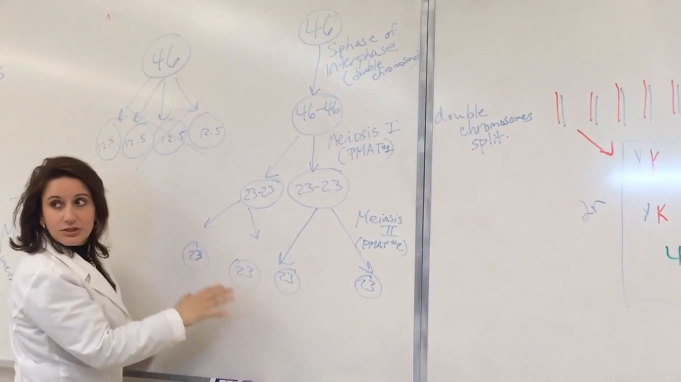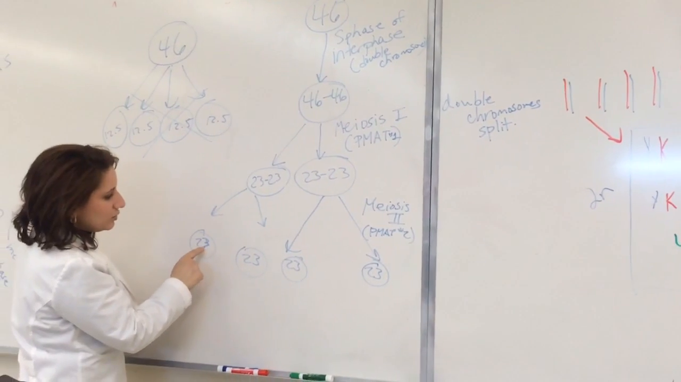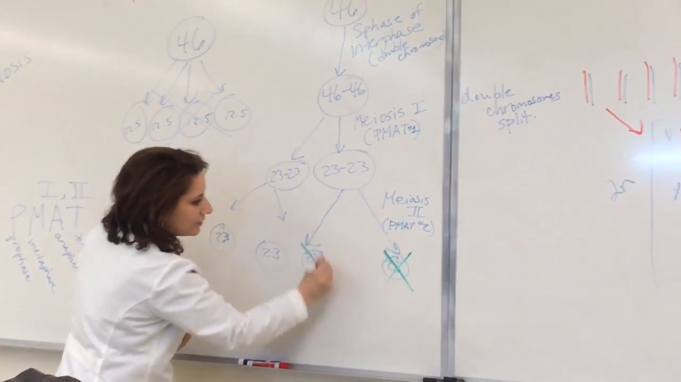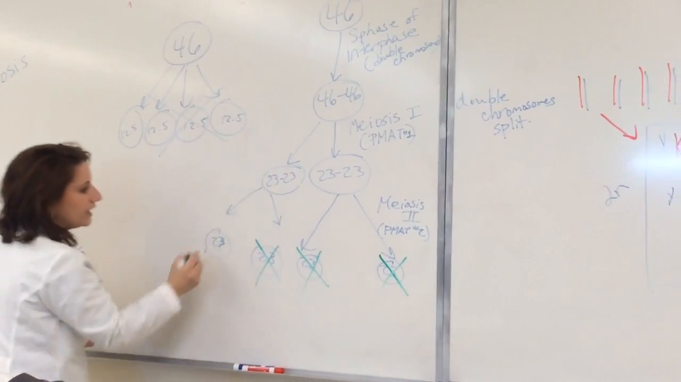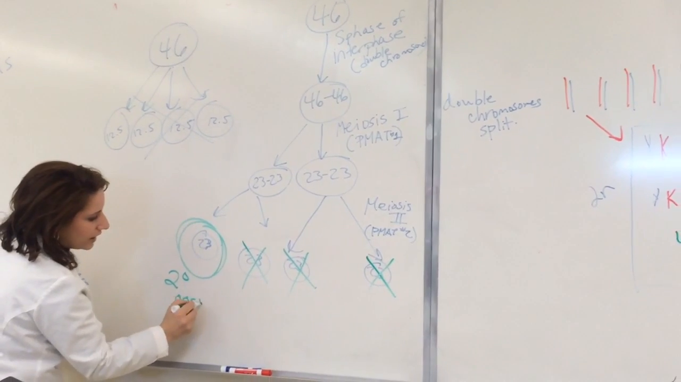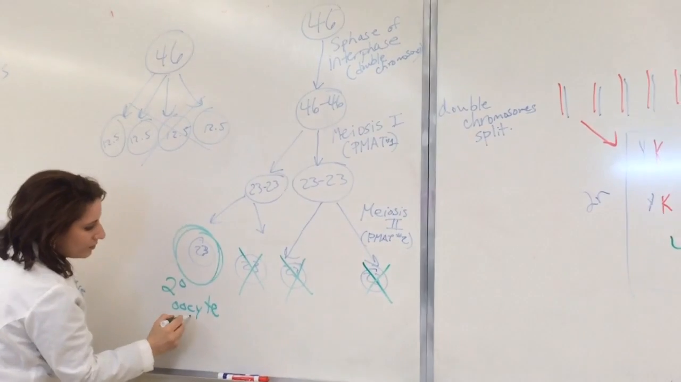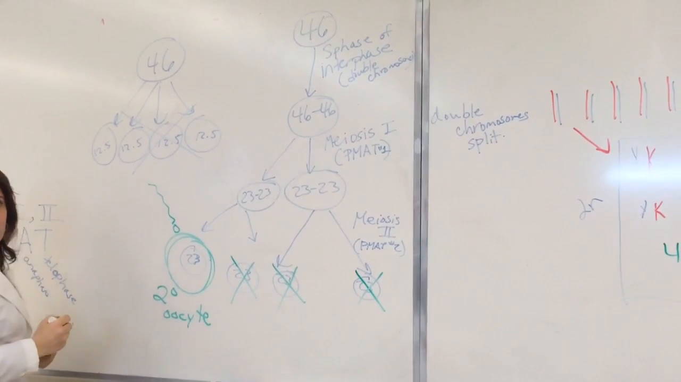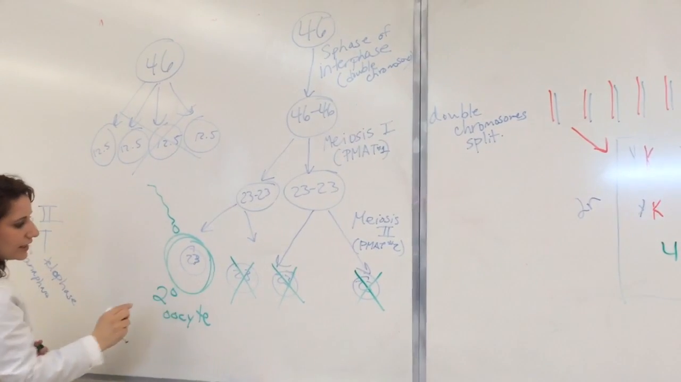Now these are not spermatids. Remember, these are oogenesis. So it would be 23, 23, 23, 23. But remember, this is a polar body. That's a polar body. That's a polar body. And this is the only one that will be your secondary oocyte that is going to be fertilized. And that's only when a sperm is there. Because that's the one that gets ovulated.